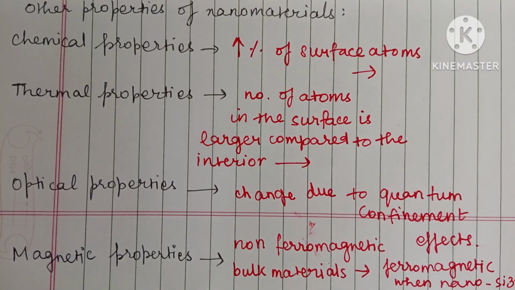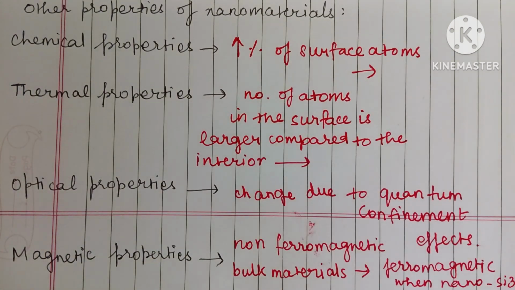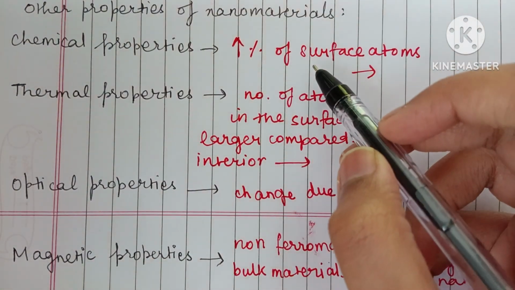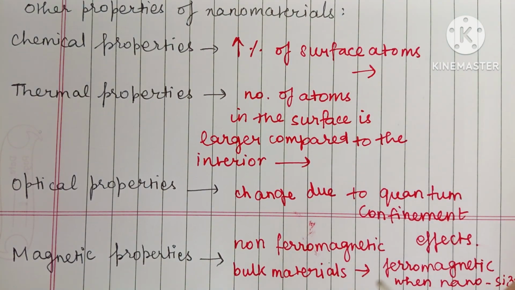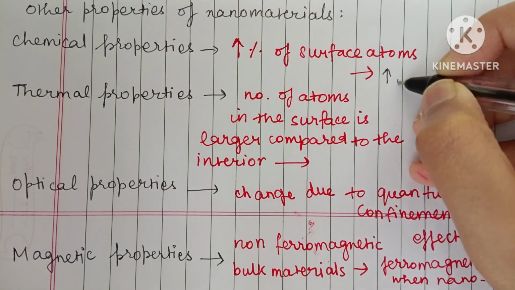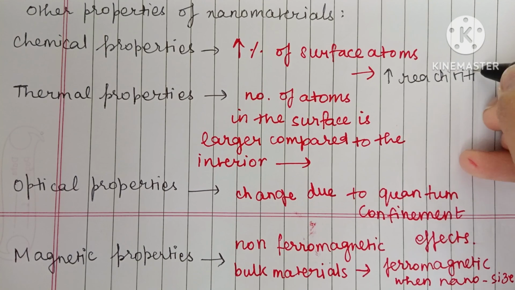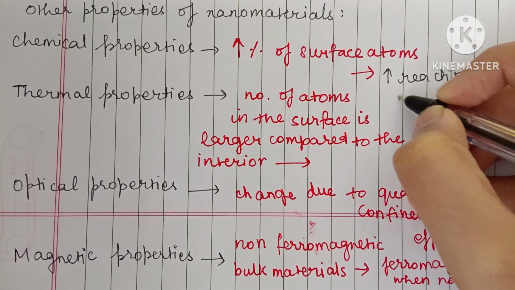Let us talk about some other properties of nanomaterials. Firstly, chemical properties. The percentage of surface atoms in nanomaterials is large compared to bulk objects. So the reactivities of nanomaterials are larger compared to bulk materials.